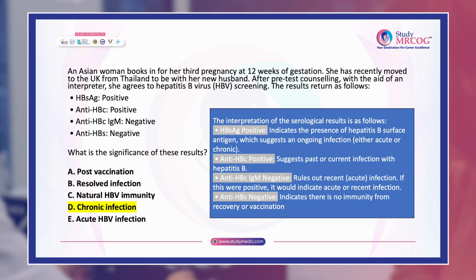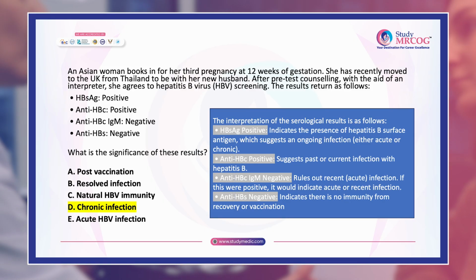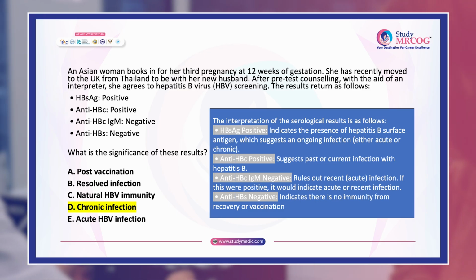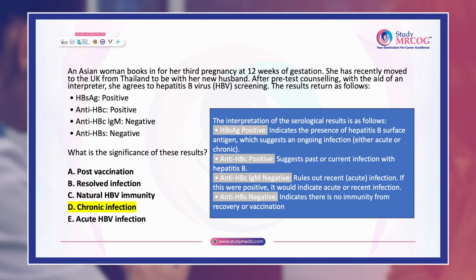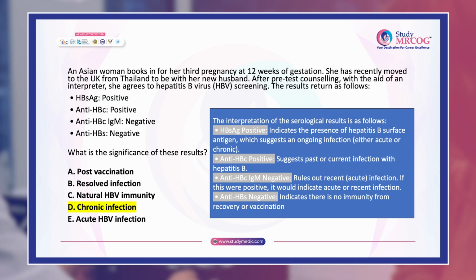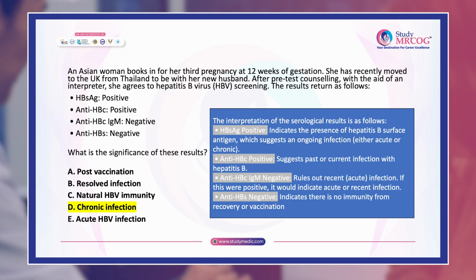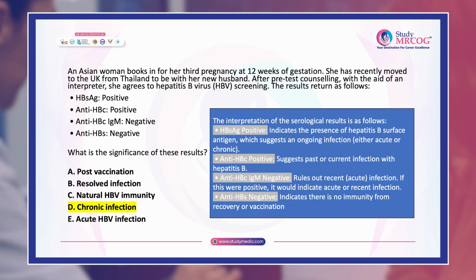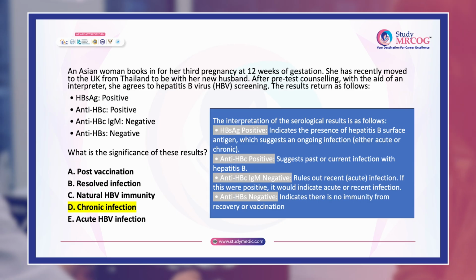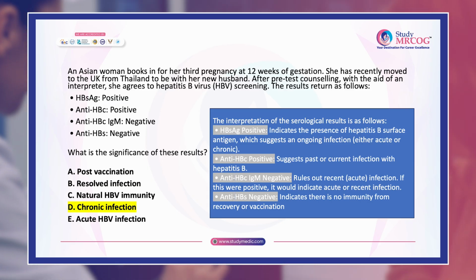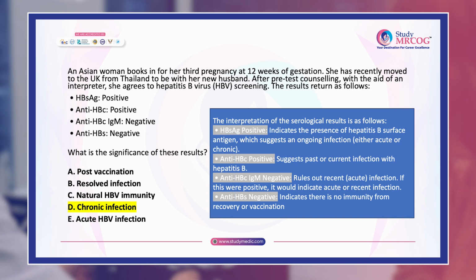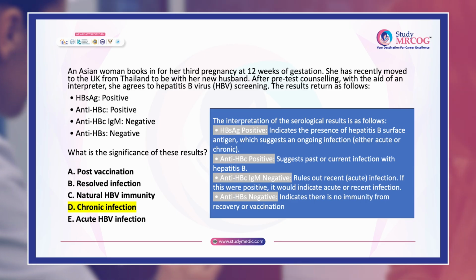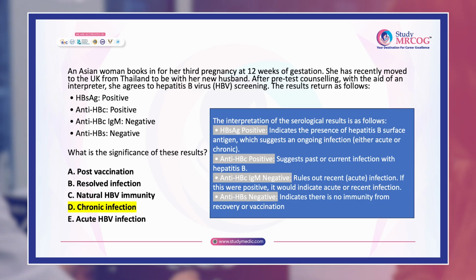Now, why is this not post-vaccination? Because in post-vaccination, the anti-HBs or the antibody to the surface antigen would be positive and the surface antigen would be negative. So this is not post-vaccination. In resolved infections, again, this would show the surface antibody to be positive and the core antibody to be positive along with the surface antigen negative. So this is not resolved infection. A natural hepatitis B virus immunity will also show the antibody to the surface antigen to be positive and the core antibody to be positive along with the surface antigen negative.